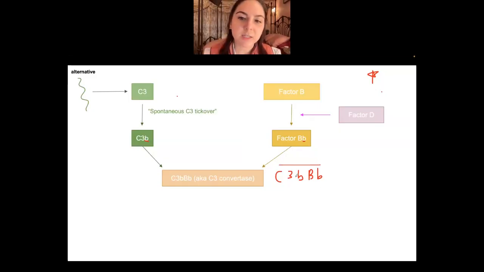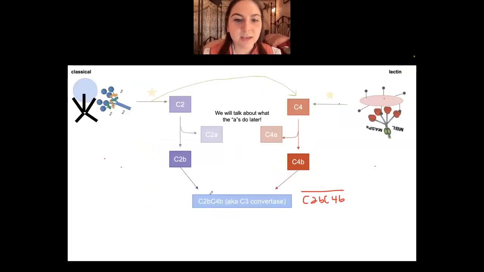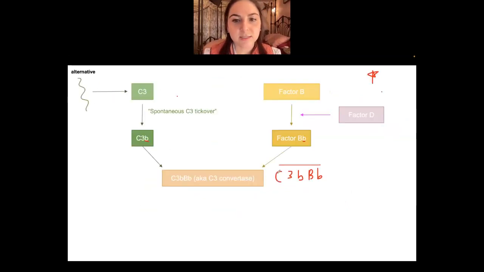The order of this doesn't matter. If you see C4b2b, that's fine. The order does not matter here. Same here: you can rewrite this and have the Bb part first. It doesn't matter. Okay, so that's how we get to the C3 convertases.